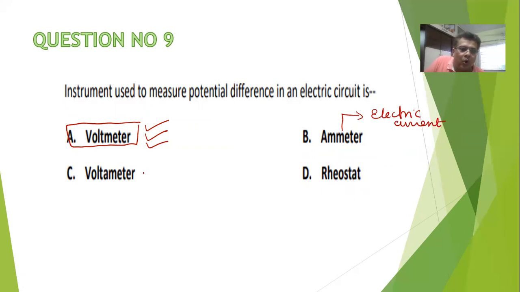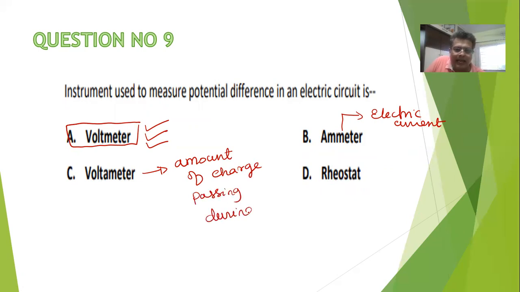Now, a voltmeter measures the amount of charge passing during electrolytic action, when electrolysis takes place. Suppose the electrolyte breaks down, then the charges are moving from solution to solution, and how much charge is moving, that you can measure by using a voltameter.